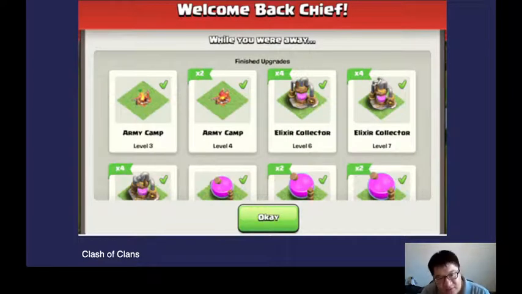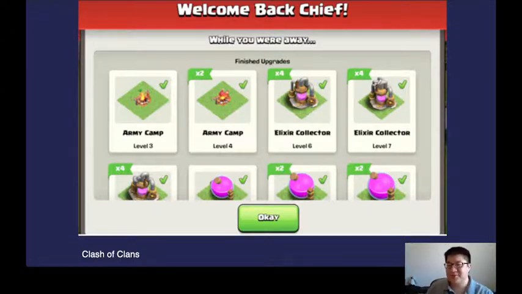Perhaps the best example of this is Clash of Clans. It's a mobile game where you create little units and stuff like this. And when you turn off the game, it continues to play in the background. And here, some of the units have been upgraded, other units have been created, and so on. So recap allows the player to gain some information about what happened while they were gone.